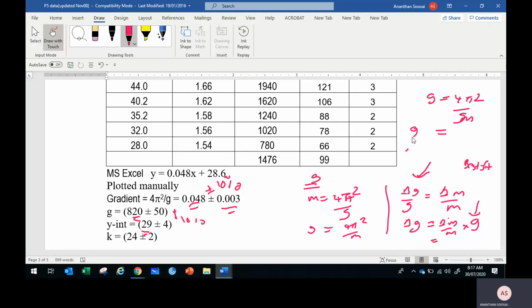So find the actual g. The actual g is 4 pi squared, and for the gradient you put your original gradient. In this case, what is the gradient I get? 0.048. Yeah, so you put that 0.048 and you get the actual, the real gravity. For the case of uncertainty, use the formula.